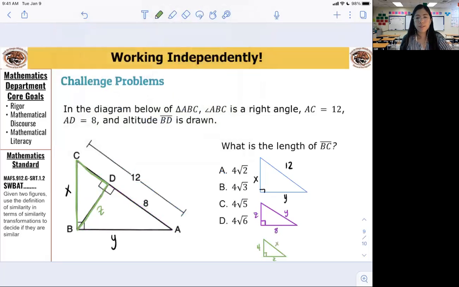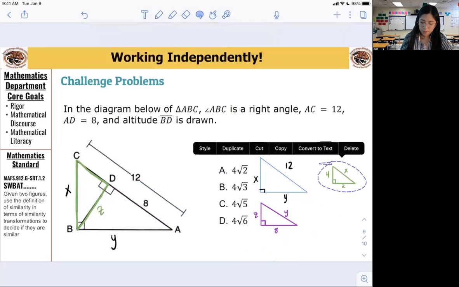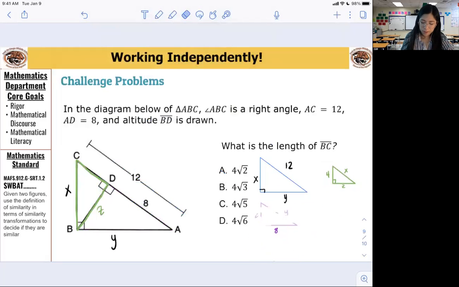So which two triangles have X in them? Big and small. So I'm going to drag that one over. We don't need the purple one, we just need the big one and the small one. Now I can set up my proportion. What would my proportion be? Remember, you want to see X on both sides of that proportion.